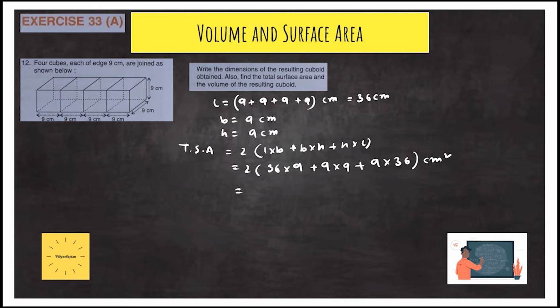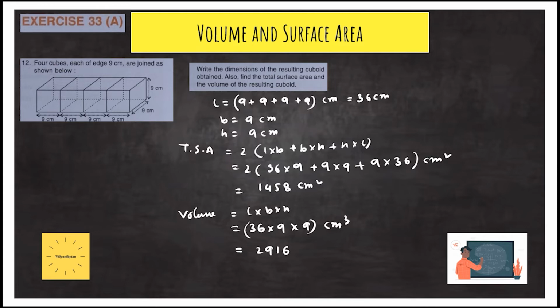So ultimately this answer will become 1458 centimeter square. And now we need to find out the volume. So the volume is equals to L into B into H. So this is equals to L is 36 into B is 9 into H is 9. This is in centimeter cube. So the answer will be 2916 centimeter cube. So in this way this problem is also done.